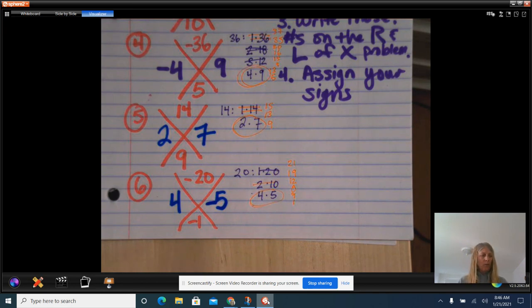So ladies and gentlemen, we're going to go ahead and get some practice in our Desmos activity for the day.